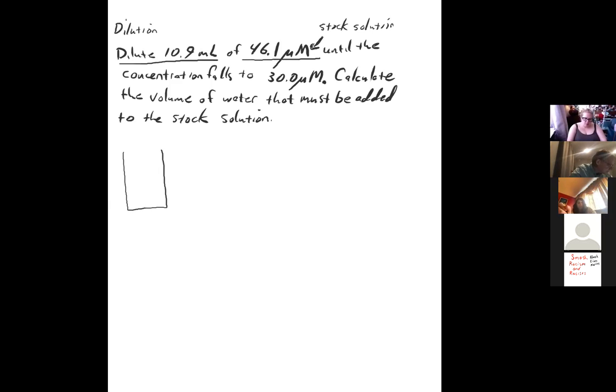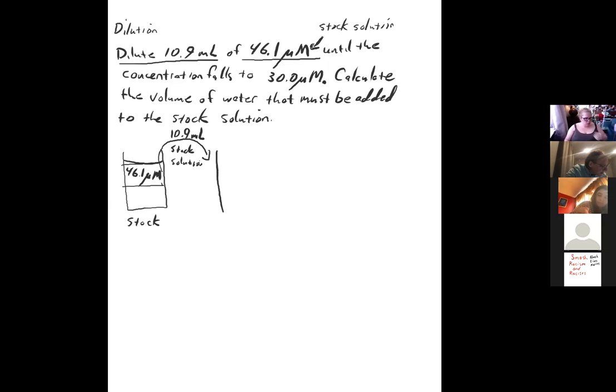You got your stock solution, and the stock solution is 46.1 micromolar. Don't be scared by micro. Micro just means 10 to the minus 6. And what we're going to do is take 10.9 milliliters of it. So I'm just going to draw a little picture here. This is the amount we're taking out of it. We're going to take out 10.9 milliliters of the stock solution.